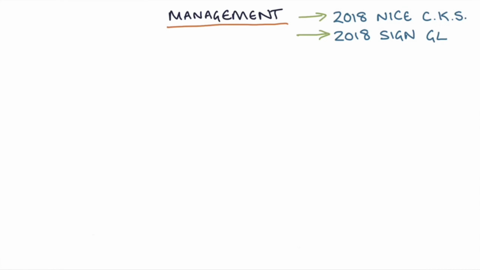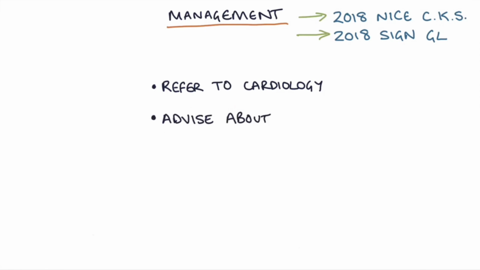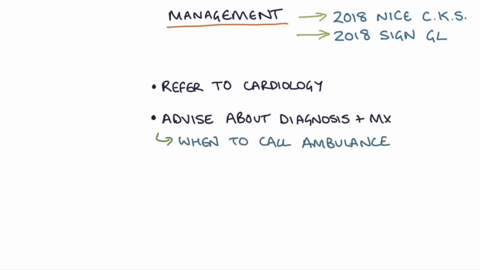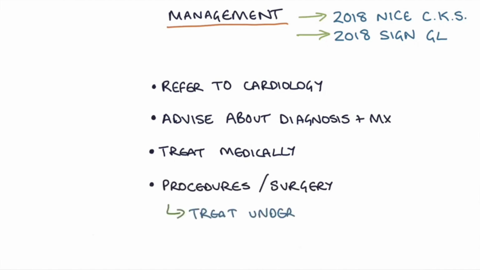The first thing to do is to refer to cardiology, and it's really important to do this urgently if they're having unstable angina. You can do it a bit more routinely if they're stable. Advise them about the diagnosis, the management, and when to call an ambulance, which we'll talk about in a bit. Treat them medically, which we'll talk about in a second. And there's also options for doing procedures and surgical interventions to treat the underlying stenosis of the coronary arteries.